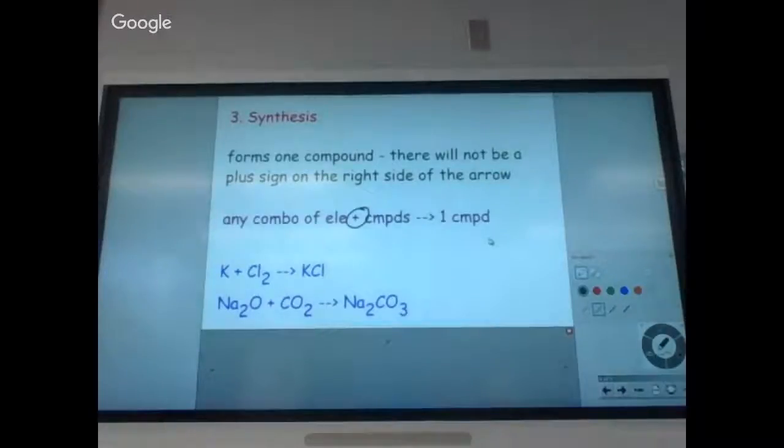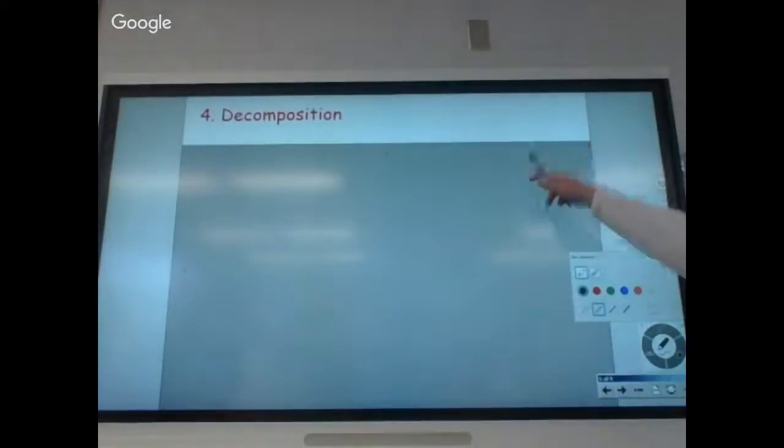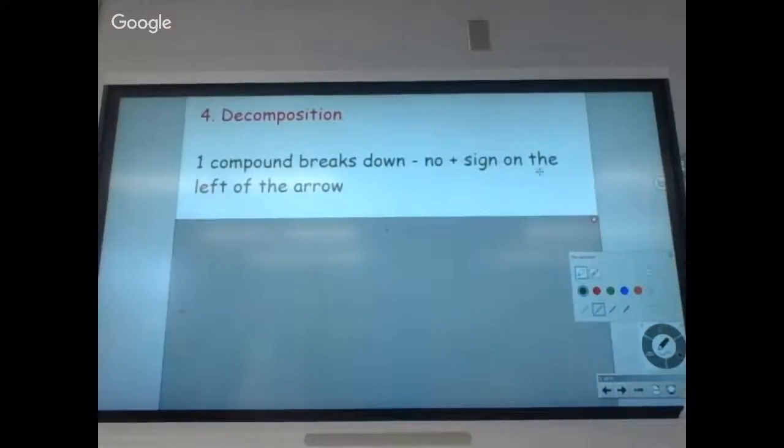All right, the last type we're going to work with, because I'm skipping combustion, is decomposition. To decompose means you have to break apart. Okay? One compound has to break down, which means there's no plus sign on the left side of the arrow.